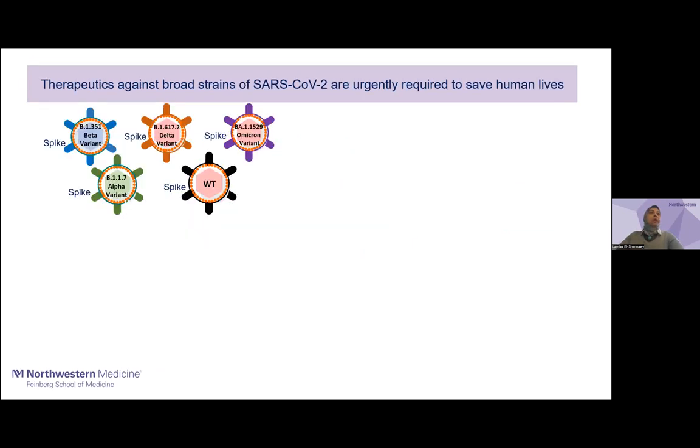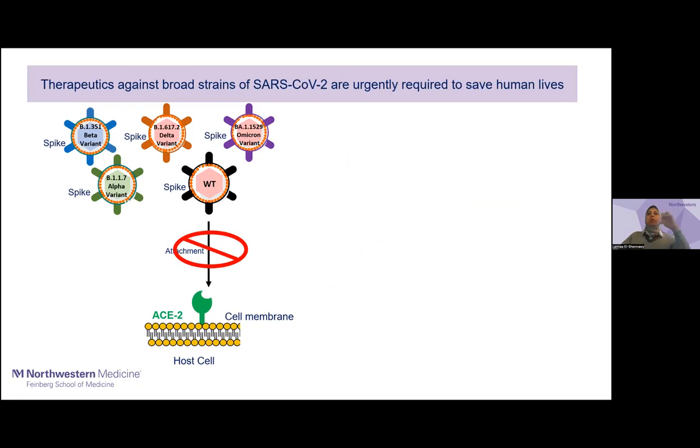So the common thing about the wild type and all the variants that appeared is that the virus, through its spike protein, binds to angiotensin converting enzyme, as we all know, on the cell membrane of the host cells. This is the door that it uses to get into the cells and infect them. So if there is a way that we can just close this door, inhibit this binding, then we have inhibited the universal mechanism of infection, and we have developed a therapeutic against broad strains of the virus.